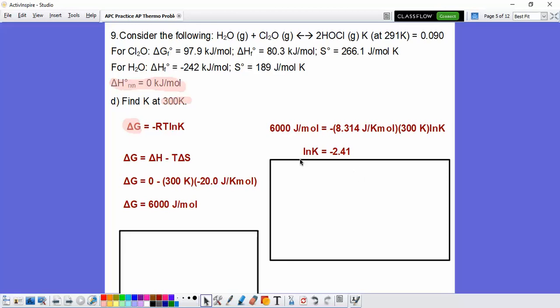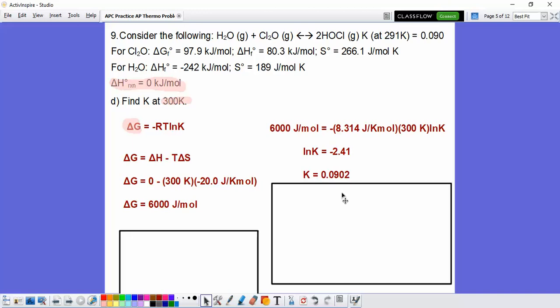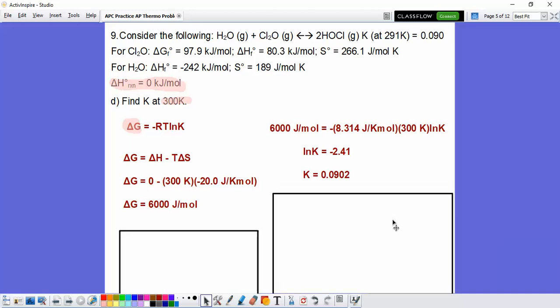So to get rid of the natural log, we have to do e to both sides, and you should get a K value of 0.0902. Not much different than the original K value, but it is getting a little bit larger, because we're becoming more positive.